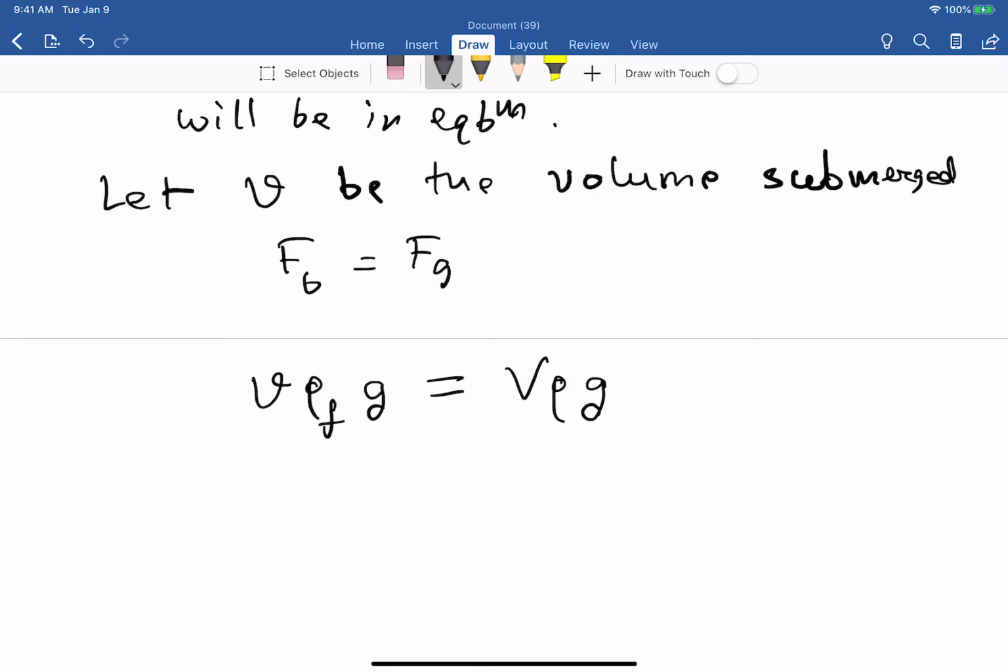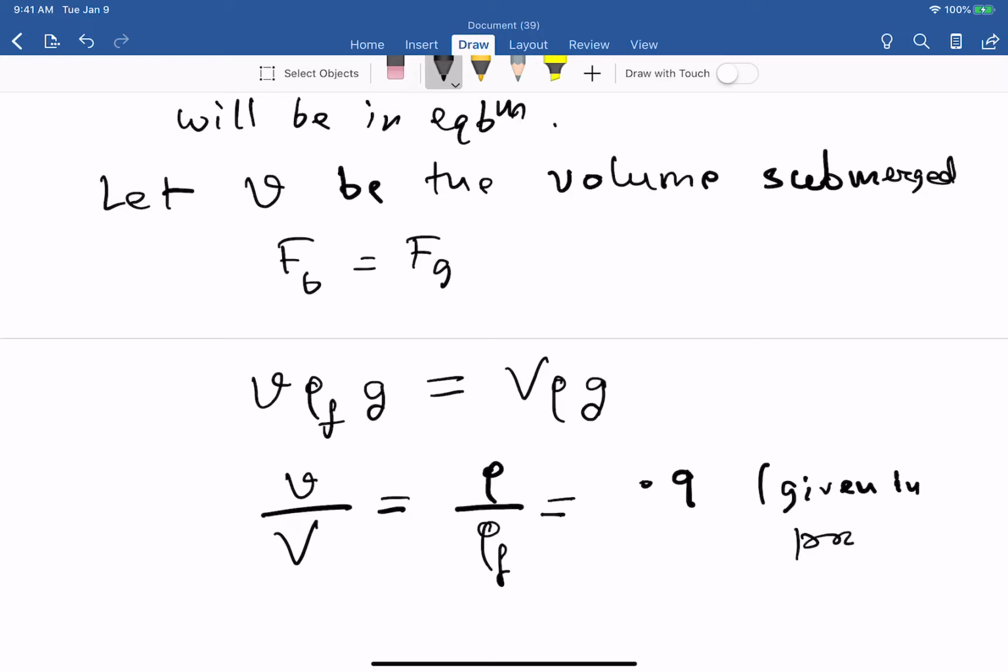So from here you can solve for the ratio little v divided by capital V, and you can see that it is equal to the density of the object divided by the density of the fluid. In this particular example, this ratio is 0.9. It's given in the problem. So you can see from here that the volume submerged is going to be 90% of the volume of the object, and 10% of the volume of the object will be sticking out, right?